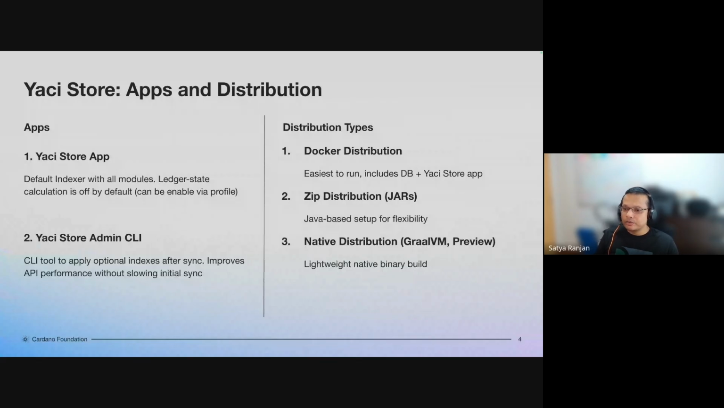The second application is Yaci Store Admin CLI. It's a CLI tool which helps you apply optional indexes after the sync. Once the sync reaches tip, you can run this tool to apply all these optional indexes which are required for the API endpoints. If you apply those indexes before the sync, it may have some impact on the sync time. That's why we have kept it separate, so it's a separate operation which can be done later.